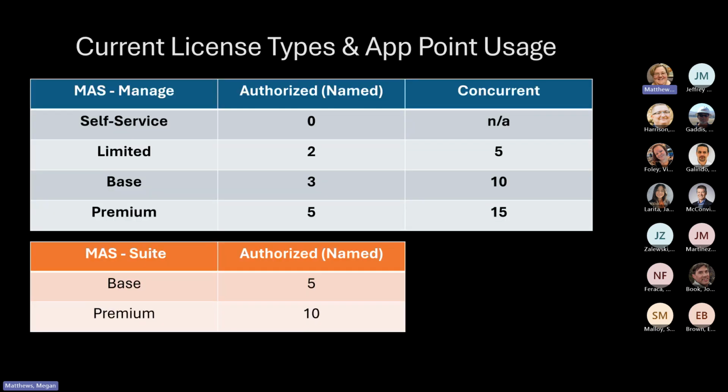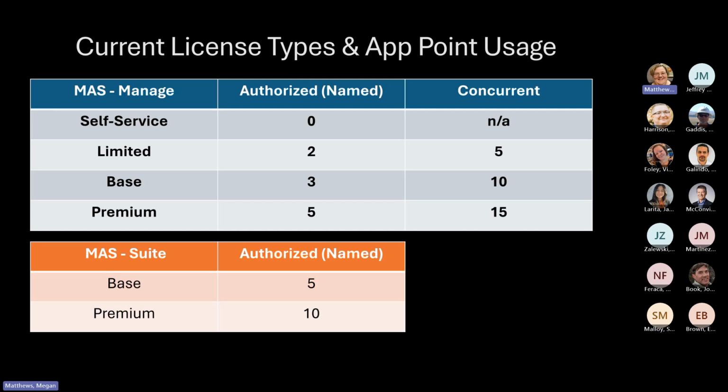But for the licenses that we currently have, a self-service license is only available as a named or authorized user, and there's 0 points for that. So you can drag those out at any time. They can log in. You're never going to get blocked as a self-service user. A limited, if we have a named account, it takes 2 points. If it's concurrent, it takes 5.